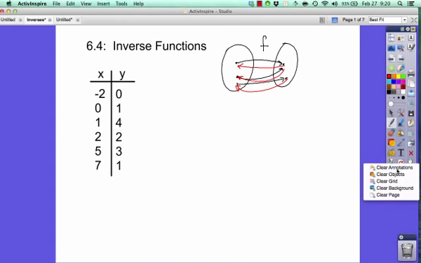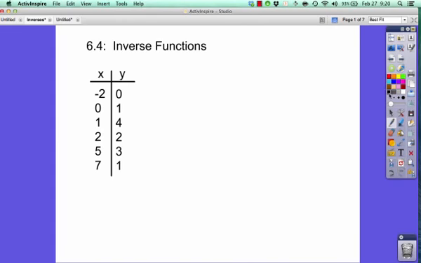This is a t-table. So if this is my x and this is my y, I'm going to make an inverse. Right now I'm going to say this is an inverse relation. Can anybody tell me the difference between a function and a relation? A while ago, right? Yes?